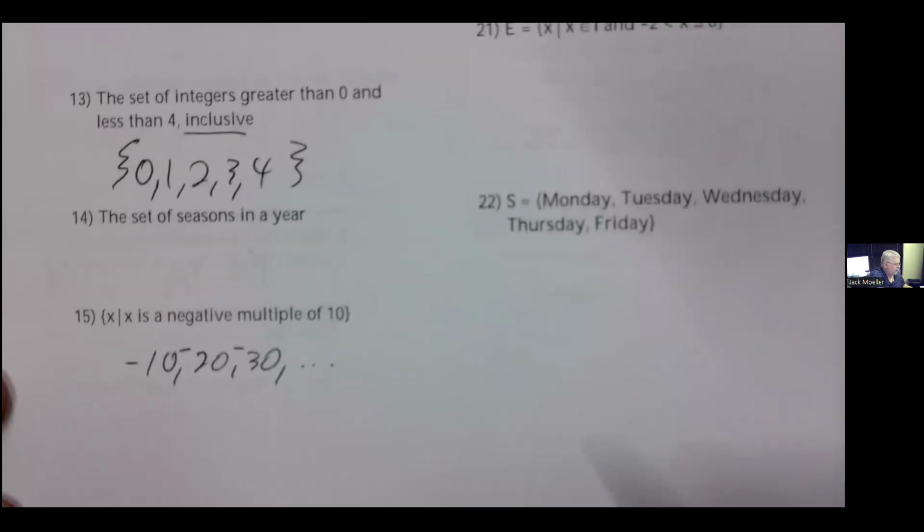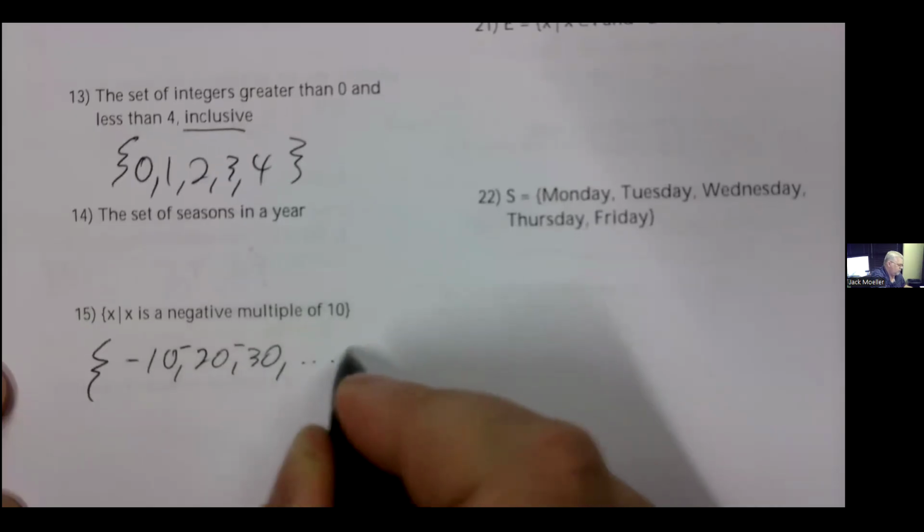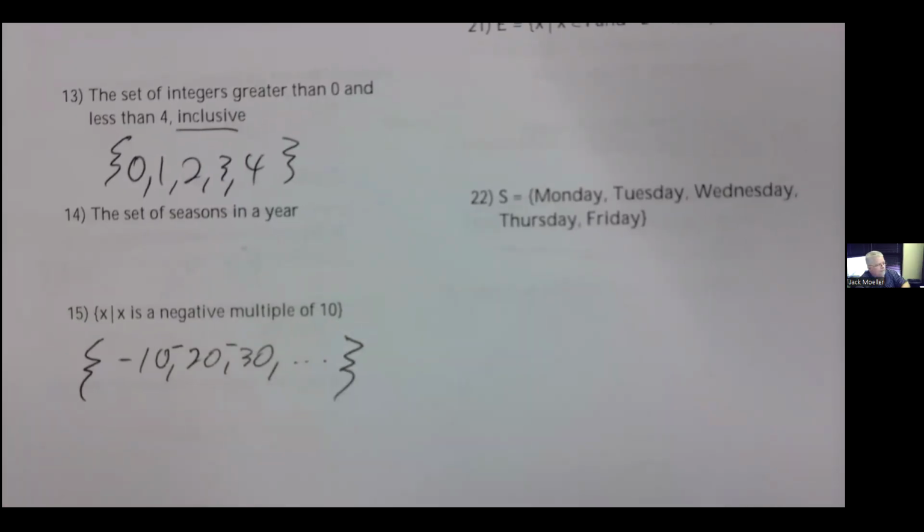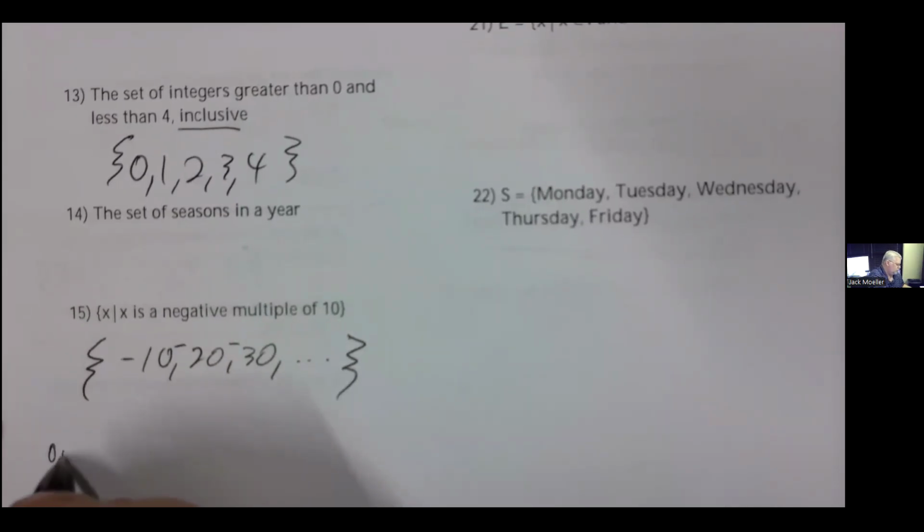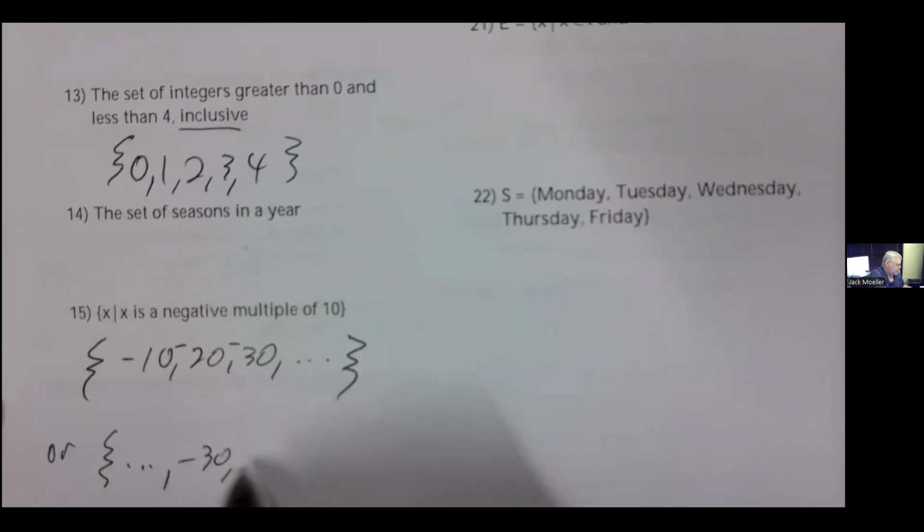And now we put that in roster form. Let's just put brackets around it. Or if you want to go in order from left to right, you could do dot, dot, dot, and then negative 30, negative 20, negative 10.